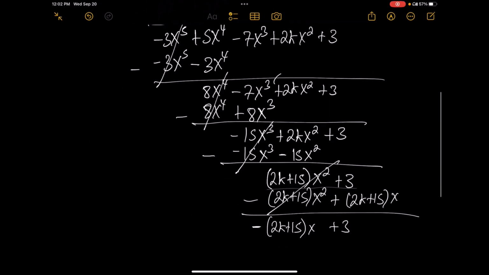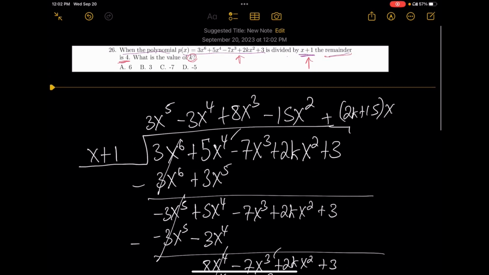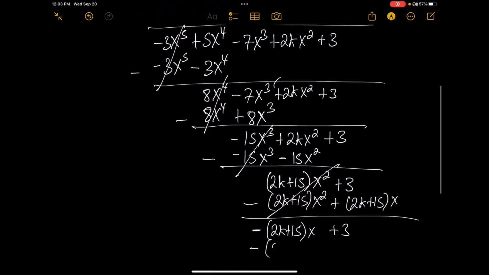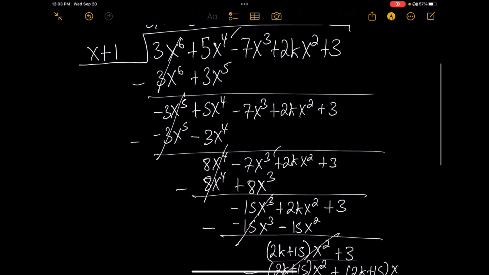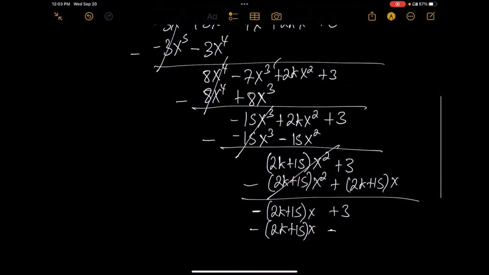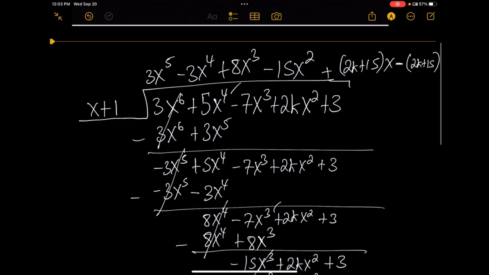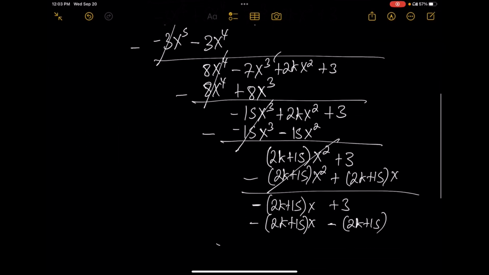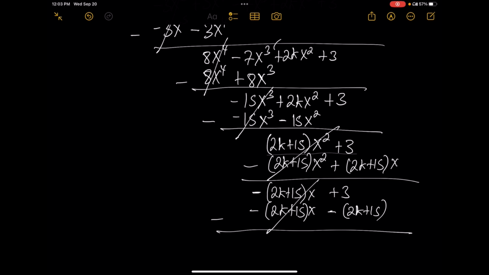Then we multiply by negative (2k plus 15): negative (2k plus 15) times x, we get negative (2k plus 15)x, negative (2k plus 15) times 1, we get negative (2k plus 15). Then this cancels, and the negative becomes positive, so we get 3 plus 2k plus 15, which would be 2k plus 15 plus 3, that would be 2k plus 18. So this is the remainder.